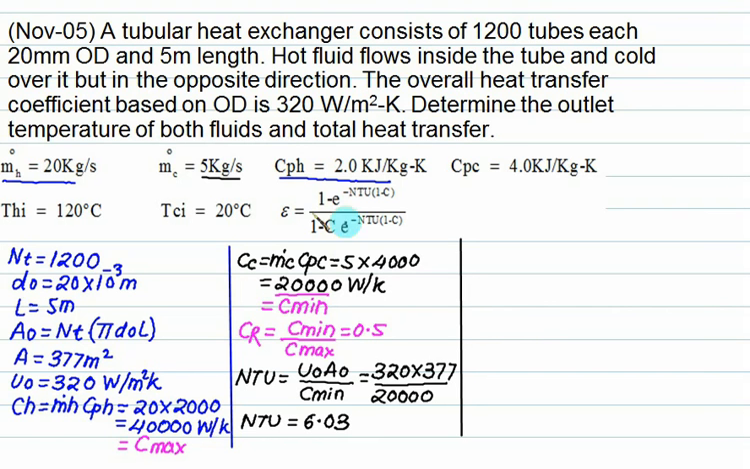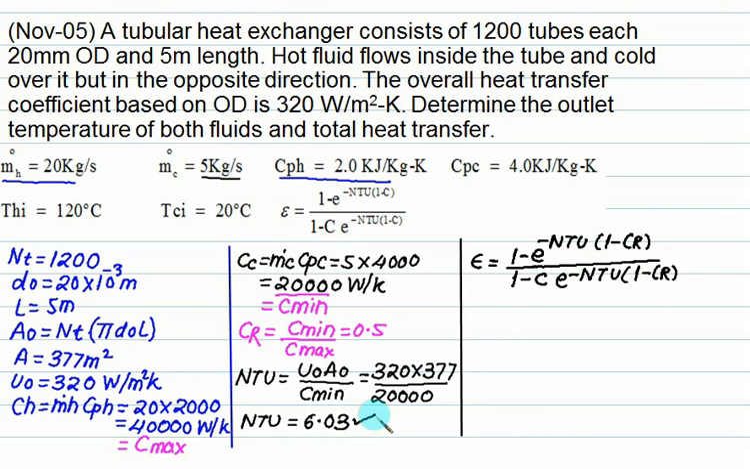Now the effectiveness equation is given to you and we know the value of Cr and we know the value of NTU, so we can calculate effectiveness. So substitute NTU equals 6.03 and Cr equals 0.5. Obtain the value of effectiveness. Effectiveness comes out to be 0.974.